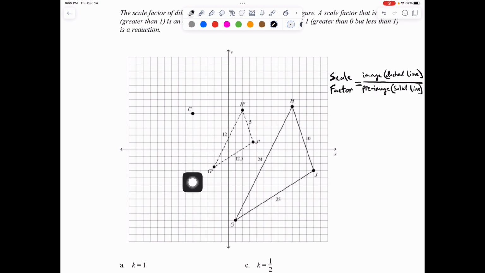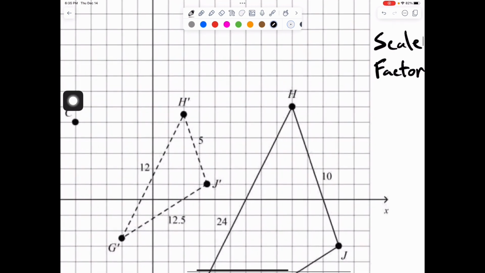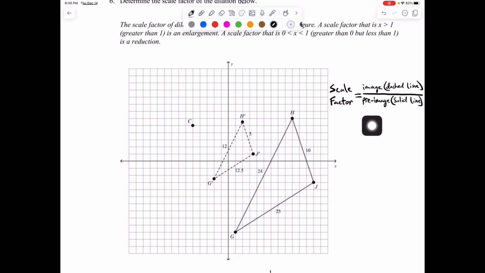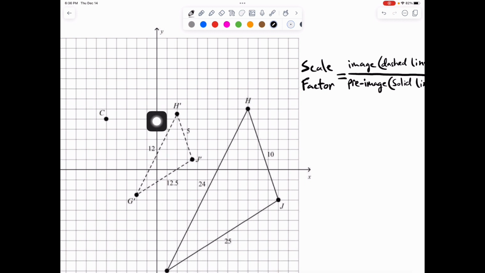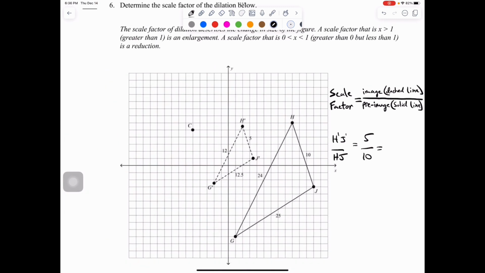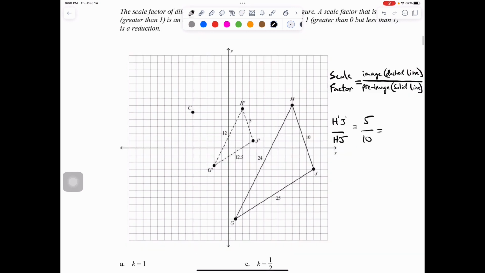Now, the image has the dashed lines. If we zoom in tight, do you see how that H has an apostrophe? That would be H prime. Then we take that and put it over a corresponding side of our pre-image, which is our solid line here. So if I take H prime to J prime, H prime J prime equals 5. We need to put that over HJ. Well, HJ is represented by a 10. And if we need to reduce, 5 over 10 equals 0.5.